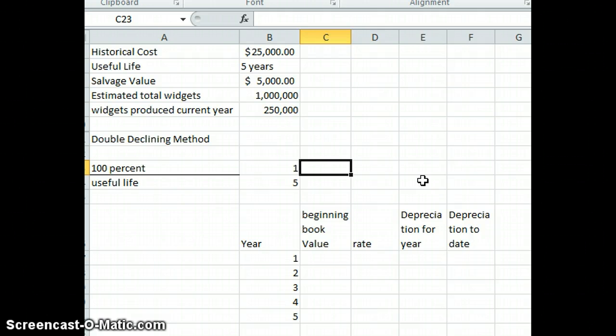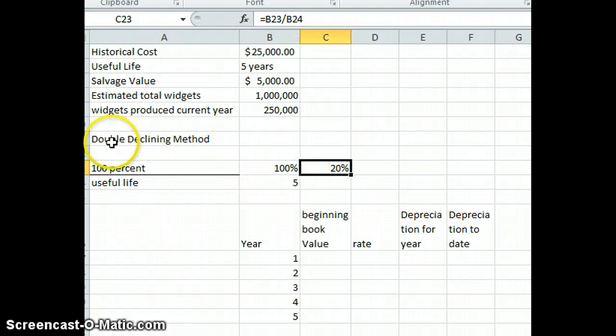So you do a little formula here. It would be 1 divided by 5 years, 1 standing for 100%, and we would get 20%. So we'll show that there. And I can show this 1 as a percent too. 1 is equal to 100%. So we would get 20%.